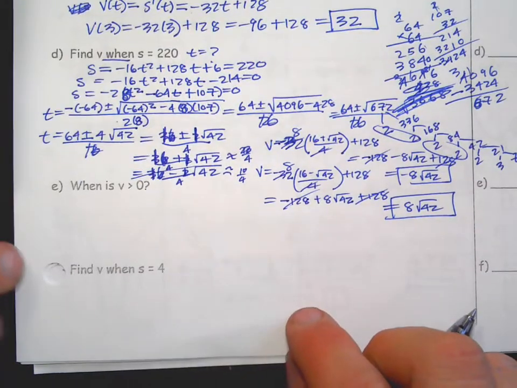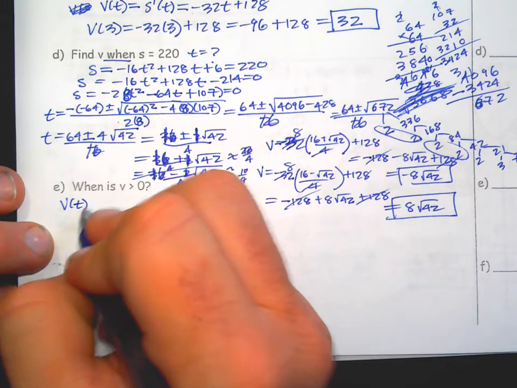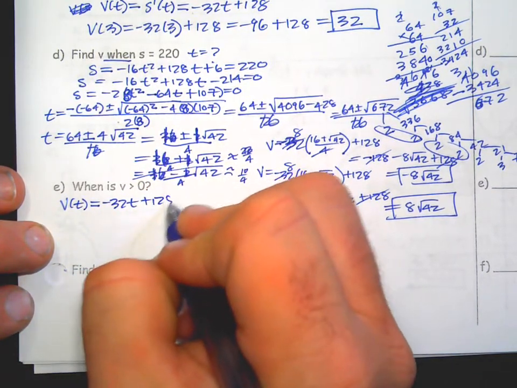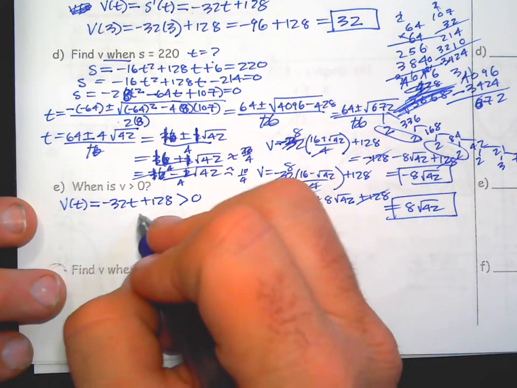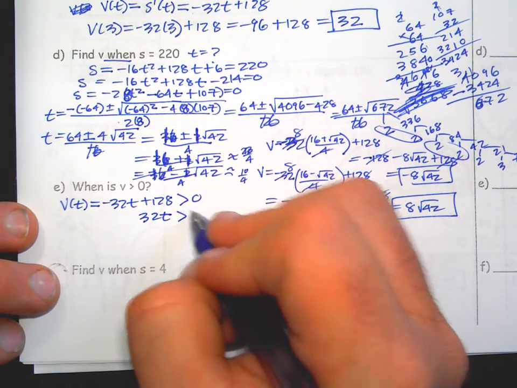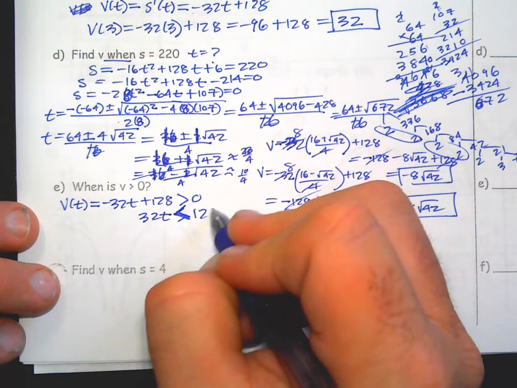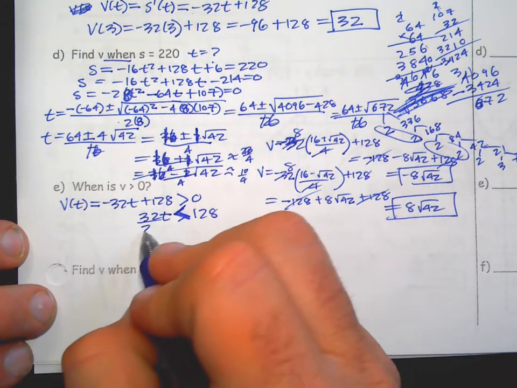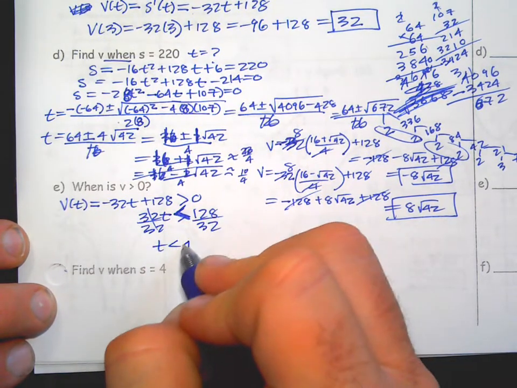When is the velocity positive? Well, you want to take your velocity equation, which we already found earlier, negative 32t plus 128, and set it greater than 0, and just treat this like, do a line check or something. 32, we could just solve it. Be careful when you're moving stuff around on inequalities. And so we could just say, oh, t is less than 4.